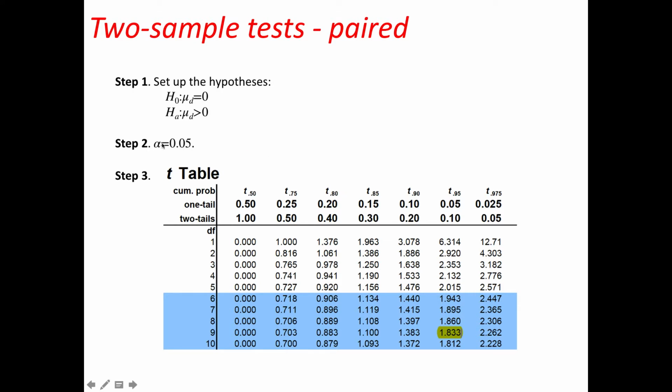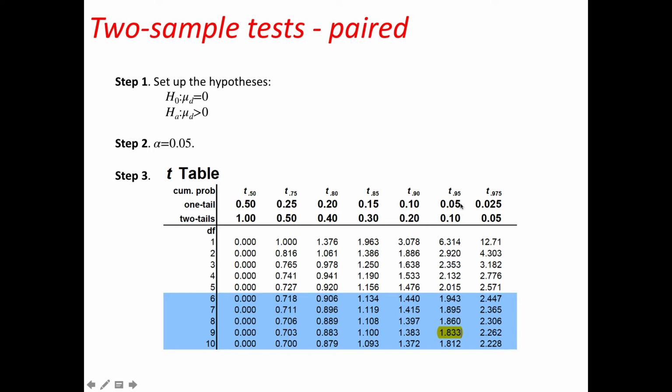Okay, we have an alpha. Our alpha is at 0.05. This is a one-tailed test, right? Because our alternative hypothesis is greater than 0, so it's a one-tailed test. Basically, that means that we are going to come over here to 0.05, and this is the column where we're going to find our critical value from, because we're looking at a one-tailed test at alpha equals 0.05.